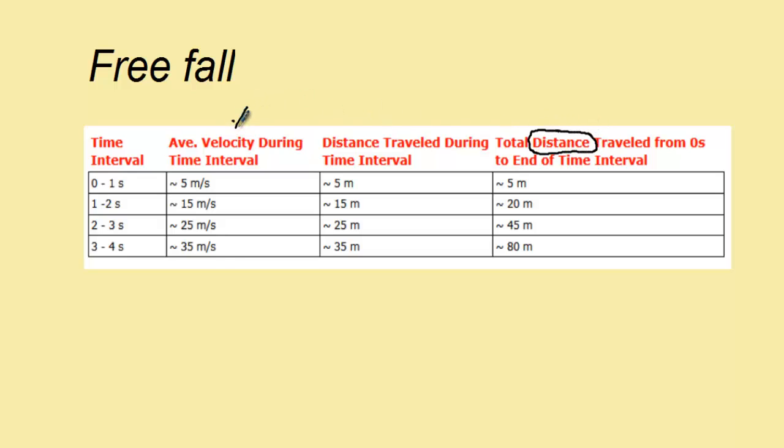Acceleration is the rate of change of velocity over time. So here, from 5 to 15 meters per second is a change of 10 meters per second. Then from 15 to 25, again, is a change of 10 meters per second. 25 to 35 is a change of 10 meters per second, each one of those in a 1 second time interval. So the rate of change of velocity in free fall, as you can see here, is about 10 meters per second for every second. And so it is constant acceleration.